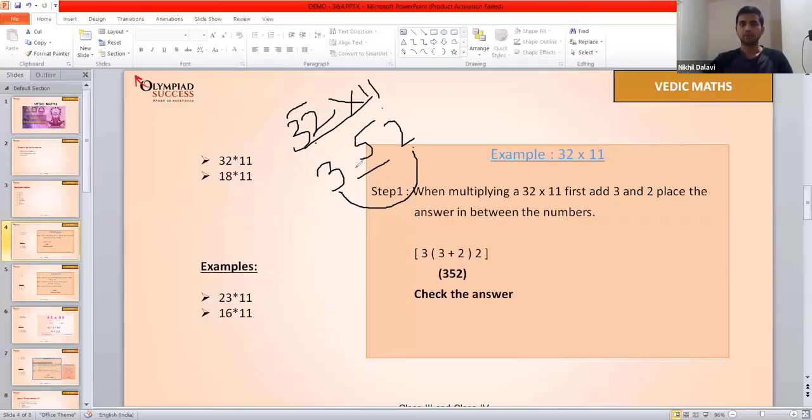Now let's take another example. Let's take 18 times 11. How do we do it now? When you are multiplying a number with series of ones, we will write 1, we will put a dash, we will write 8. This is nothing but 18. In between 1 and 8, we will add 1 plus 8. That's great, you already got the answers much faster than me. So 1 plus 8 is 9. You put 9 in between 1 and 8. So 18 times 11 is nothing but 198. Did everyone understand this?